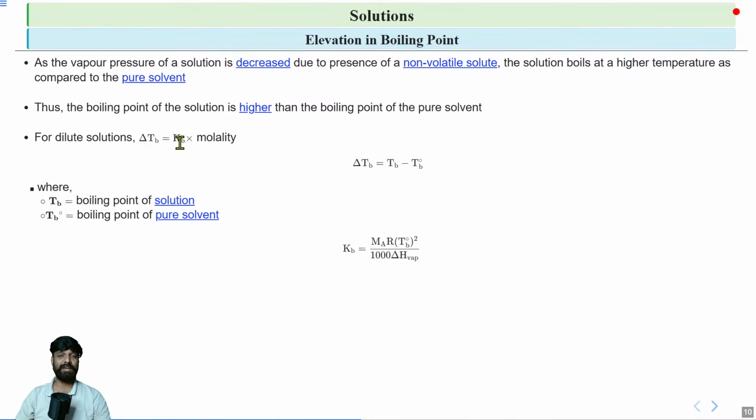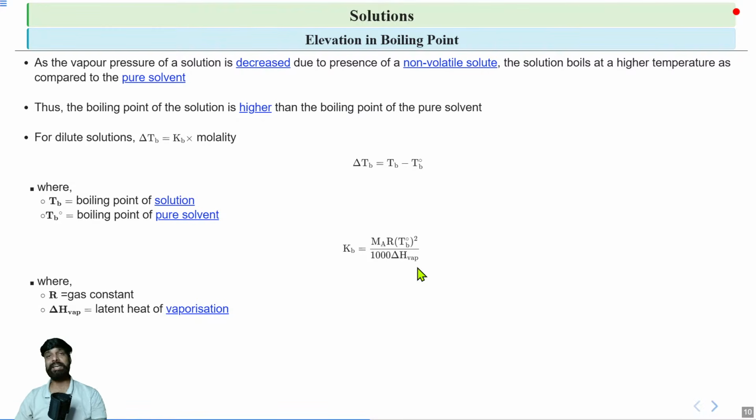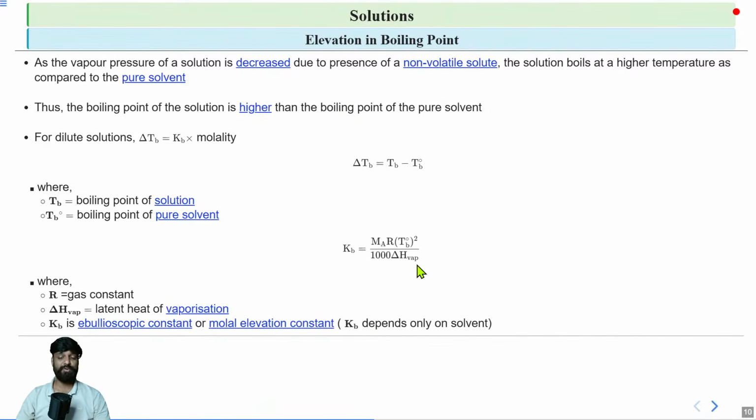Now how do you calculate this Kb? In questions you will see that the Kb value is given. In case it is not given, you can calculate it by using this formula, which is Kb is equal to MA R T naught b square by 1000 into delta H vaporization. Here R is the gas constant, and delta H vaporization is the latent heat of vaporization. Next, Kb is the ebullioscopic constant or molar elevation constant, and it will depend upon the solvent only.